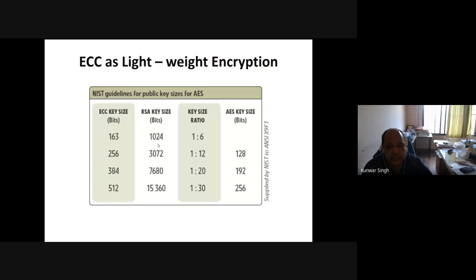Now you can see ECC, elliptic curve crypto system. ECC is called elliptic curve crypto system. So blockchain or Bitcoin, they use ECC, elliptic curve crypto system. The keys will be from ECC.